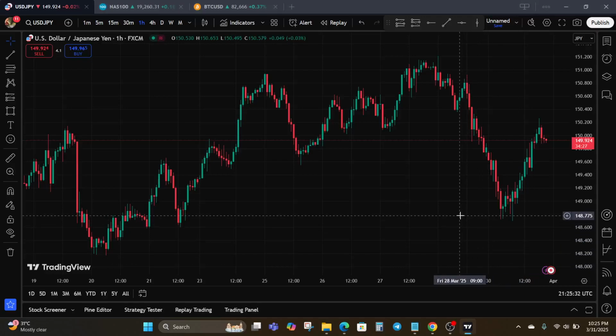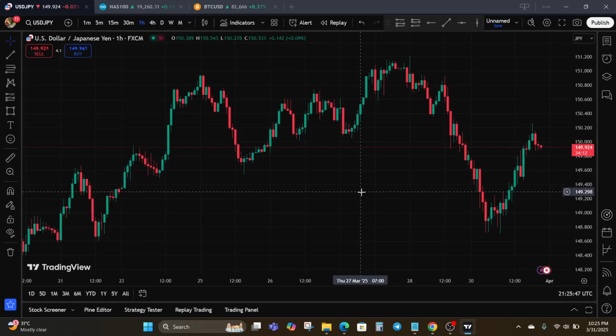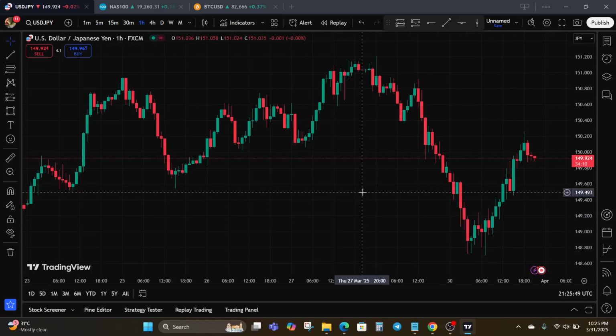Hey traders, have you ever placed a trade only to get stopped out just before the market rockets in your direction? Well, that is because of liquidity sweeps, one of the most common tactics used by big players to manipulate price. So in this video, we are going to be diving into the liquidity sweep filter indicator.